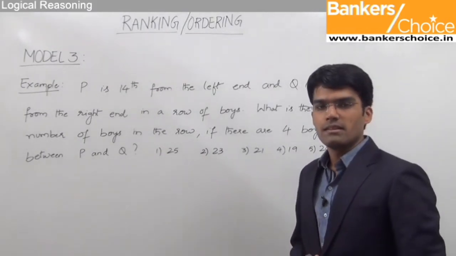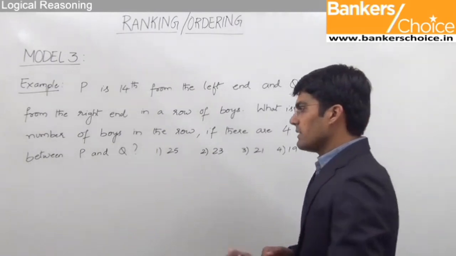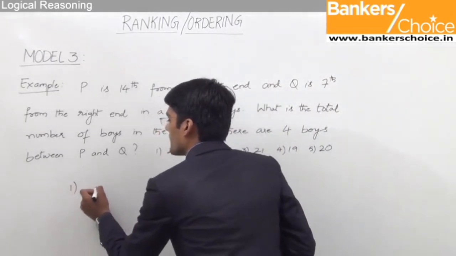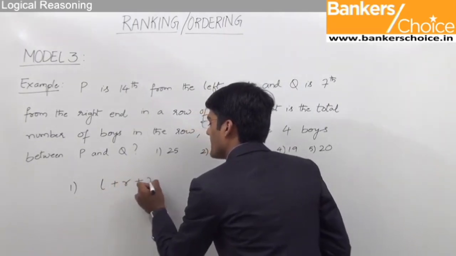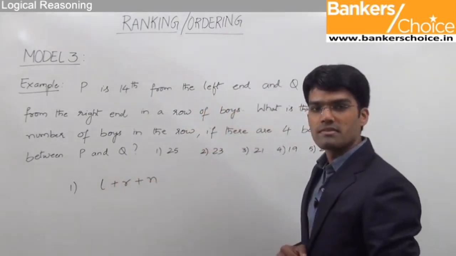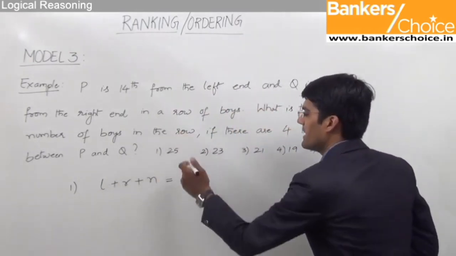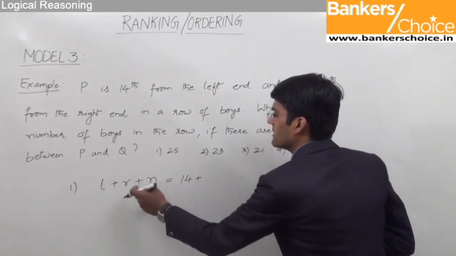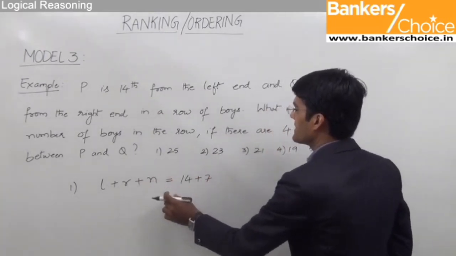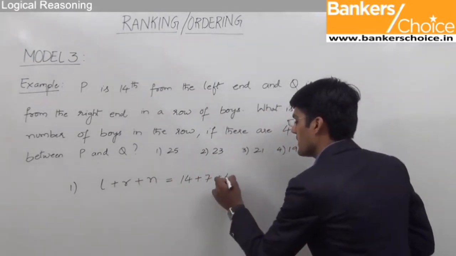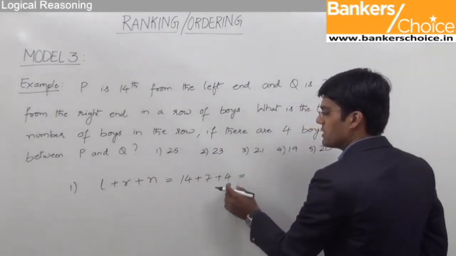As we have just learned, there are two possible answers for such a given case. The first answer here would be the position from the left end plus the position from the right end plus the number of persons in between the two persons. So by taking the values in the given question, the position of P from the left end is 14th plus the position of Q from the right end is 7, and we have 4 persons in between P and Q. So we can say that the total number of persons in that row can be 14 plus 7, 21 plus 4, 25.